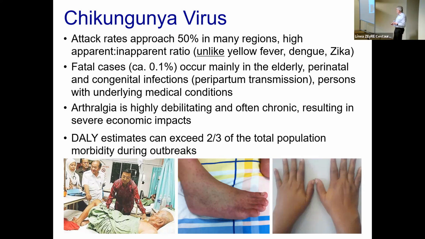Generally, they occur in about one-tenth of a percent of people infected, and mainly the elderly, or when babies are infected during childbirth, when the mother is viremic, and they're probably just infected through direct contact during the passage through the birth canal. But the disability can be really staggering. Some of the most explosive outbreaks occurred in India, where literally two-thirds of the disability from any health problems, including cancer and other chronic non-infectious disease, during these outbreaks came from chikungunya. It literally overwhelmed the public health systems in many of these countries.